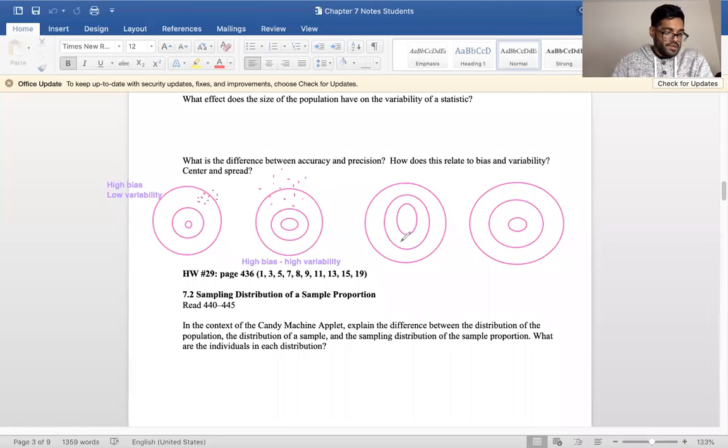Next one I'm going to do is low bias, high variability. So again, we're going to be close to where we want to be, but we're going to have a large spread. Something like this. This is low bias, high variability. And then the best one obviously is going to be low bias, low variability, in which you just have a bunch of dots bunched together in your bullseye. So this last one.